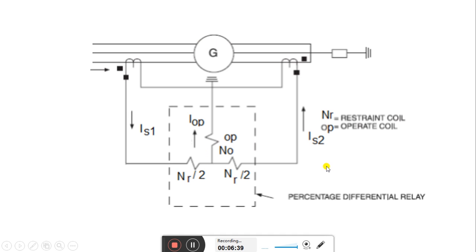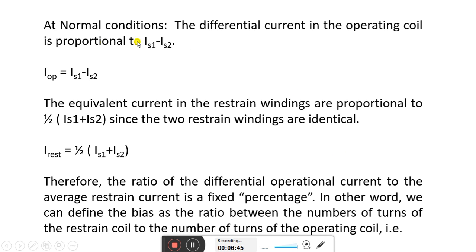So let us see how this relay will operate and function. At normal conditions, when there is no fault, the differential current in the operating coil is proportional to IS1 minus IS2. I have shown in previous slides what the currents IS1 and IS2 are. So the difference of both currents is flowing in the operating coil during the normal condition.